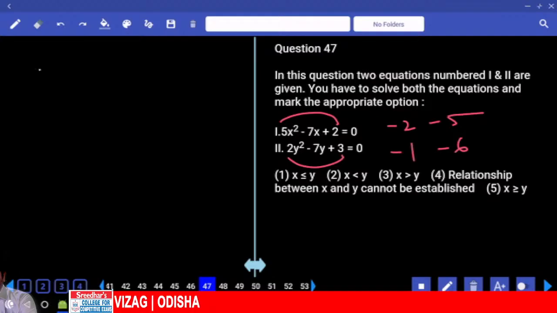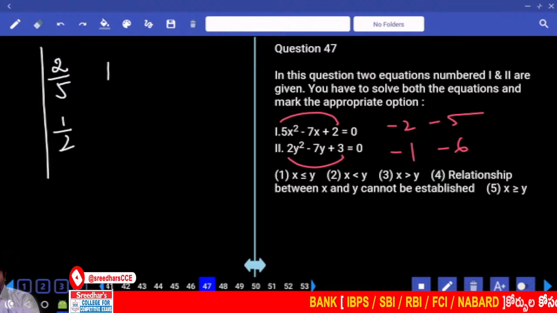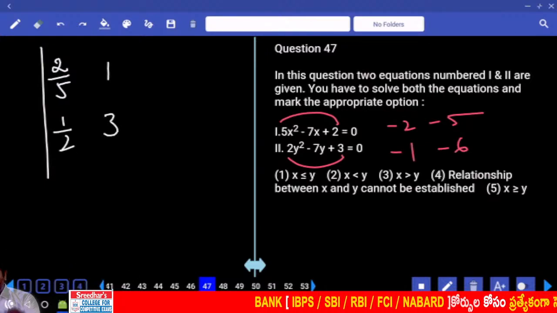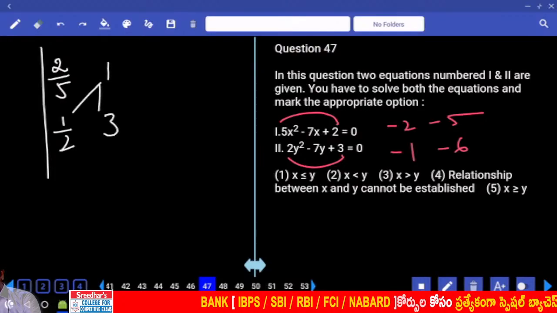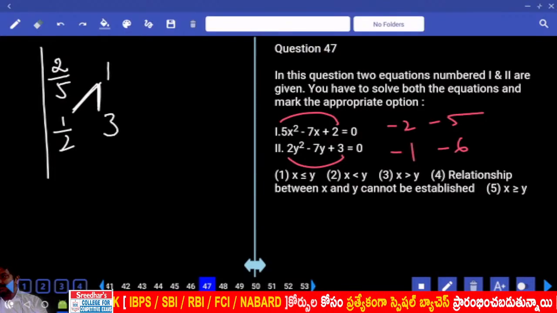Then the factors are minus 2, minus 5 combination. Factors are 2 by 5, 5 by 5 which is 1, 1 by 2 and then 6 by 2 that is 3. 1 lies in between these two numbers. Relation cannot be established.